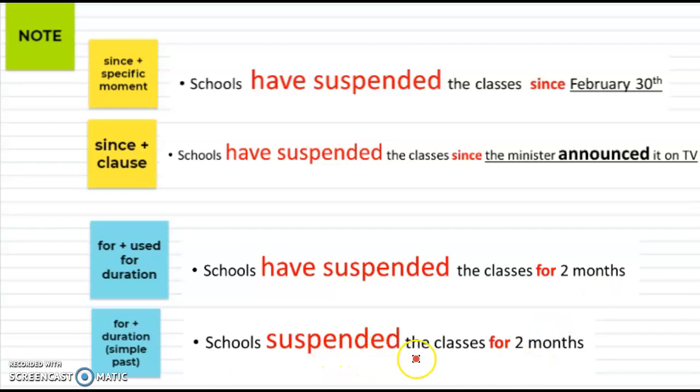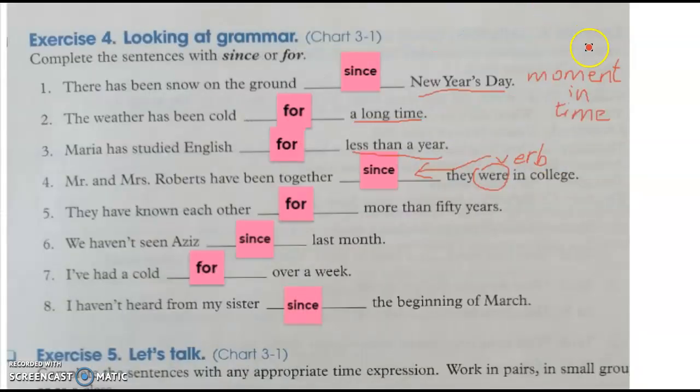However, schools suspended the classes for 2 months. It means it ended. That's it. Now we are back to work. But here we are still suspending the classes. Now to go to correcting the homework by giving some examples.